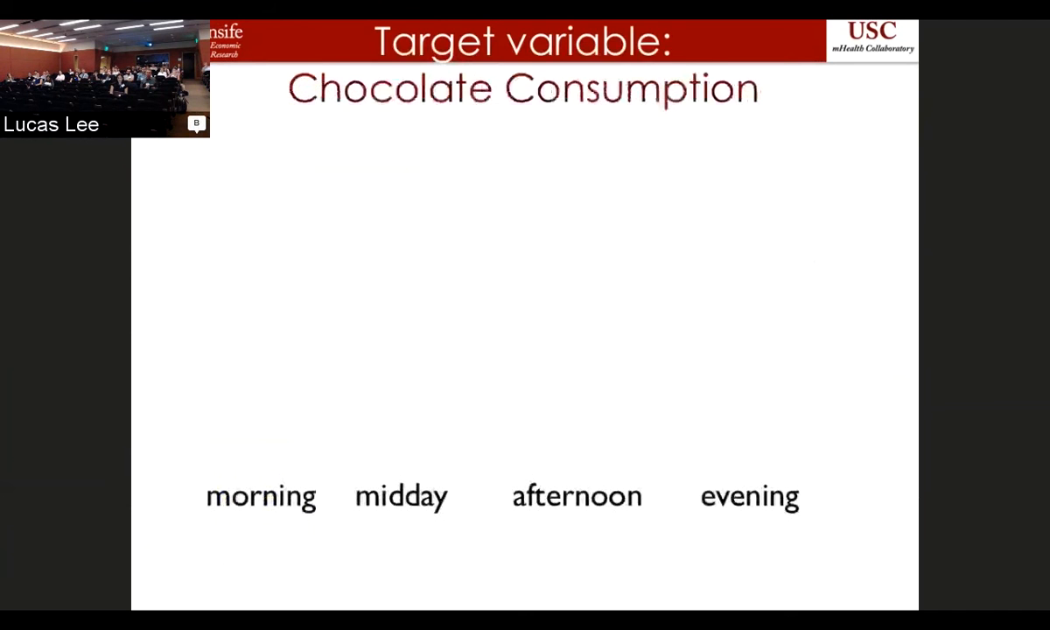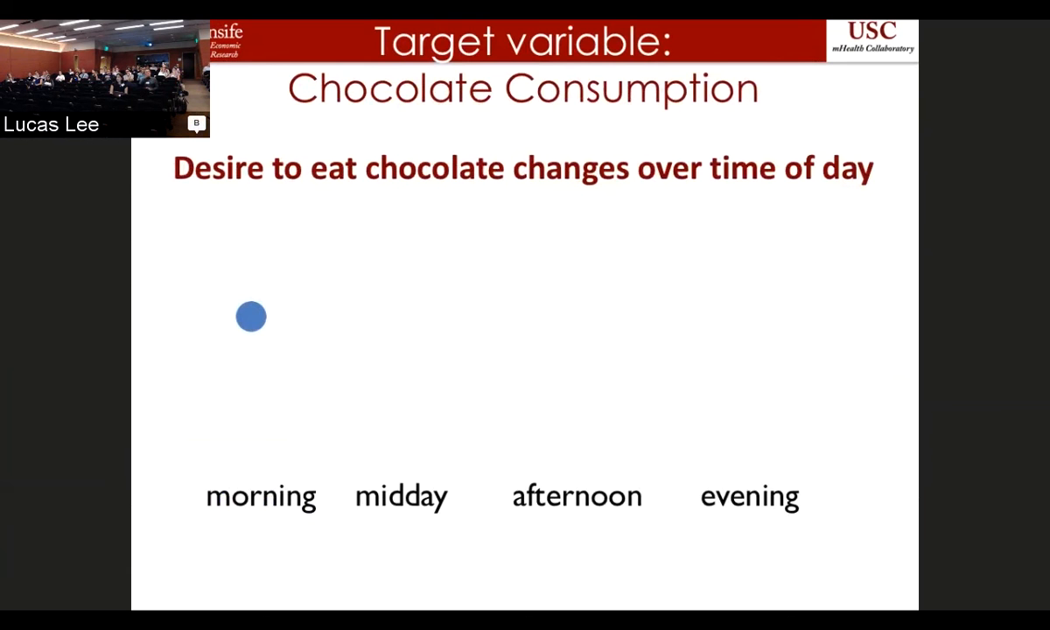So let's talk about me, one of my favorite topics. And let's talk about chocolate, dark chocolate, one of my other favorite topics. So this is how my behavior works, right? Here we've got morning, midday, afternoon, evening. This is behavior throughout the day. And my desire to eat chocolate changes throughout the day, right?